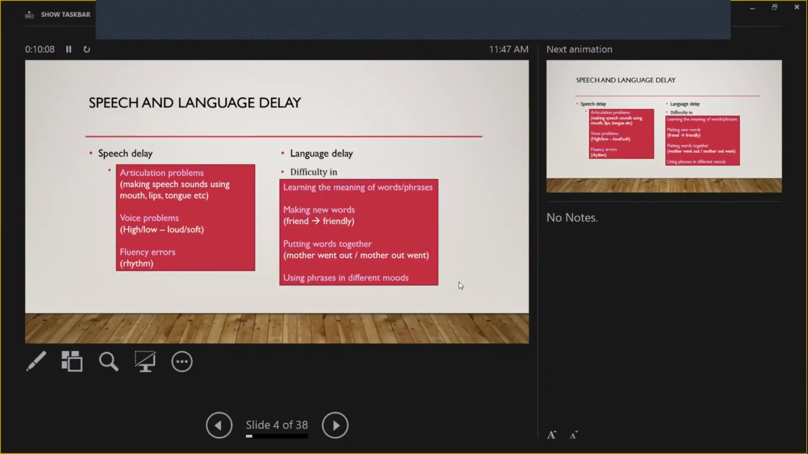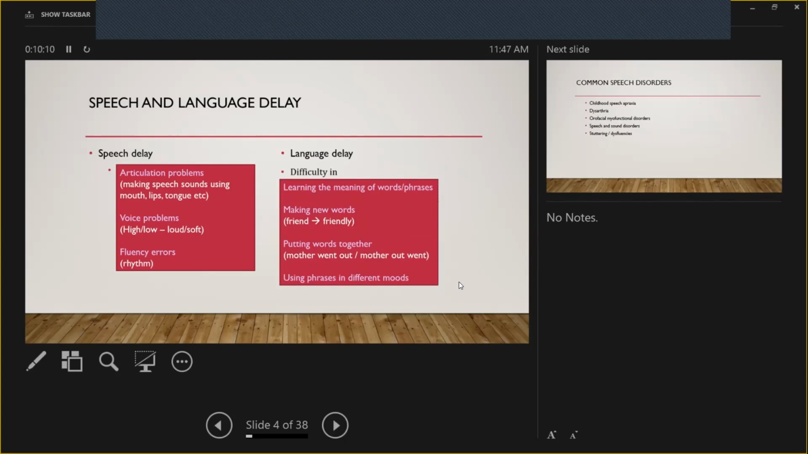So in other words, they have trouble making new words, right? Or learning new words. For example, some children will say, I am friend with him. The correct word should be, I am friendly with him, right? So they have this trouble making new words using the words they already know. Okay? Or they have problem with putting words together.